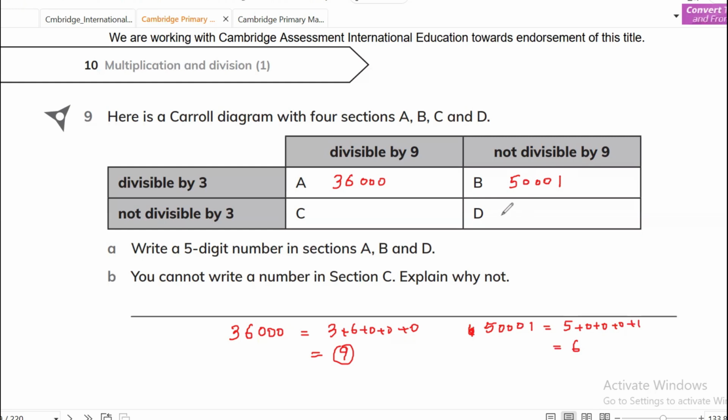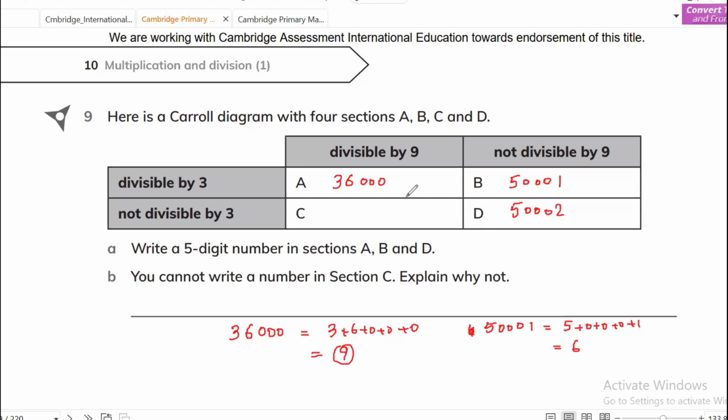Now we will think about a number which is not divisible by 3 and not divisible by 9. So this can be any number, 50,002. You can write any 5-digit number here that is not divisible by 9 and not divisible by 3.